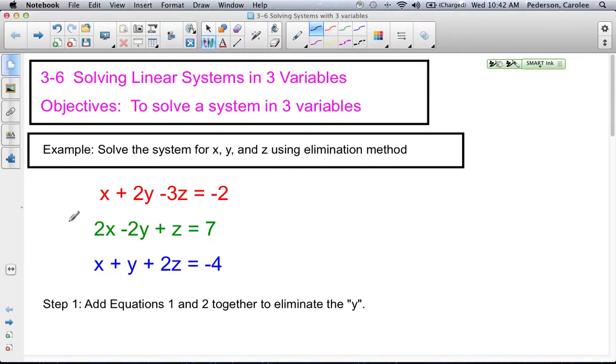The system is the red, green, and blue equations. Notice the x, the y, and the z are our variables that we will be solving for. I did put out the steps for you so you can kind of follow along, and then we'll do the problem together. So go ahead and write the three equations down, the red, green, and the blue.